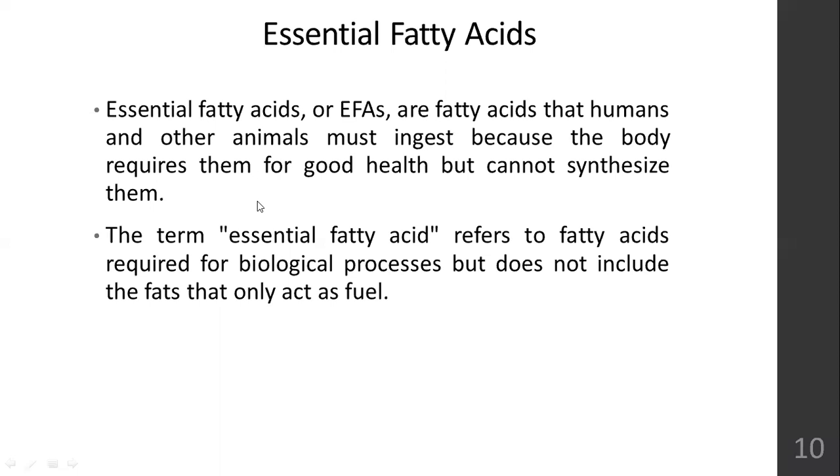But that is not the goal. Essential fatty acids are not supposed to give you energy. They are supposed to be used up for biological processes in your body. You don't want to waste your essential fatty acids for energy purposes. They have to be used up in your body for other biological processes.